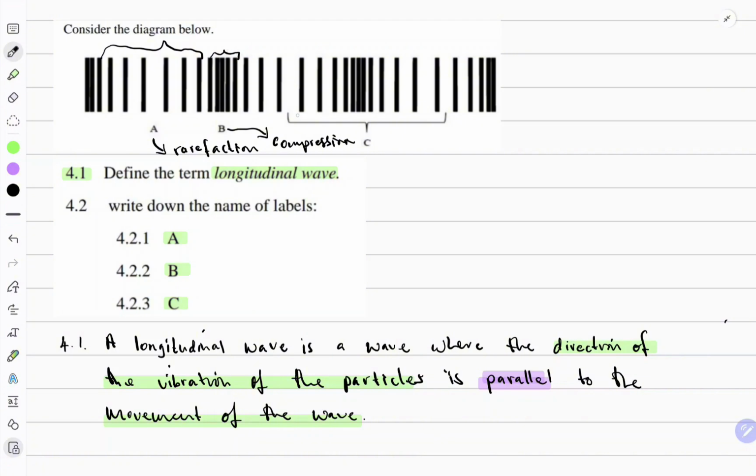And then this distance here between two rarefactions or points on the wave that are in phase is what we call the wavelength. So the distance between these two compressions is also called the wavelength.